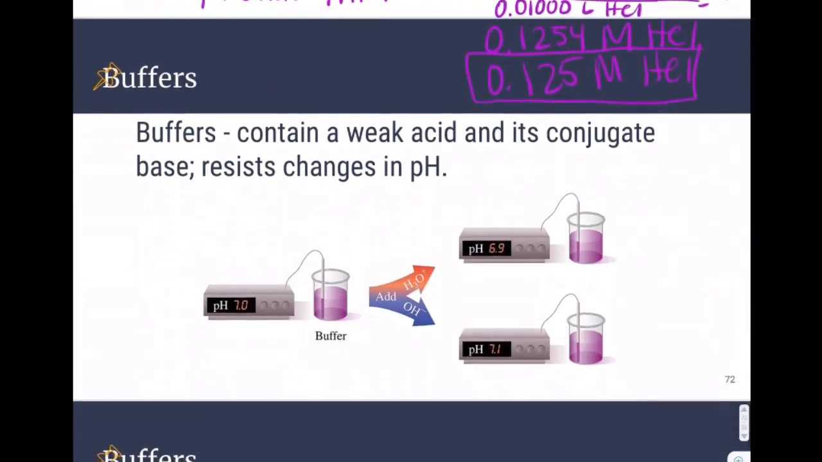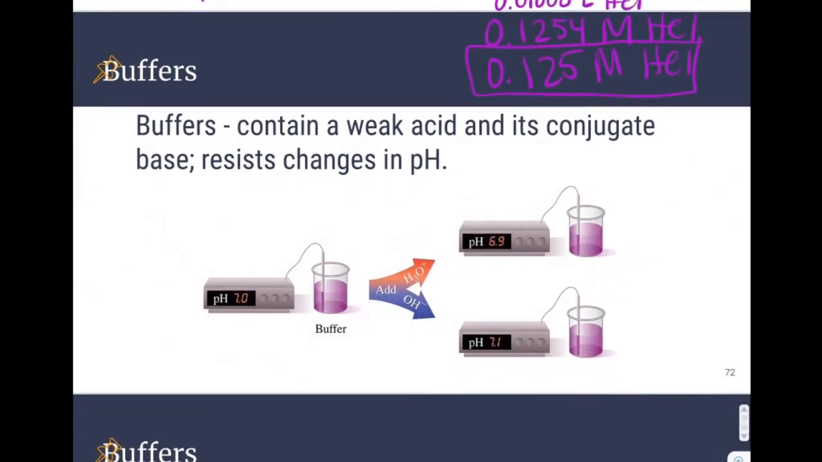So last little bit here, buffers. Buffers have 2 jobs, or two things about a buffer you need to know. First, a buffer contains a weak acid and its conjugate base. So not any conjugate base, but the actual conjugate base that goes with that acid. And a buffer resists changes in pH.